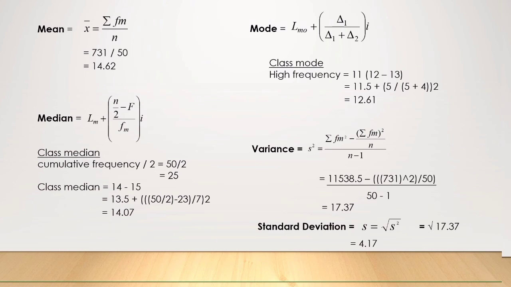Next, the standard deviation. Standard deviation is just the square root of the variance. So we have already found the variance, 17.37. So the square root of 17.37 will be 4.17. So this is the standard deviation. So that's all from us.